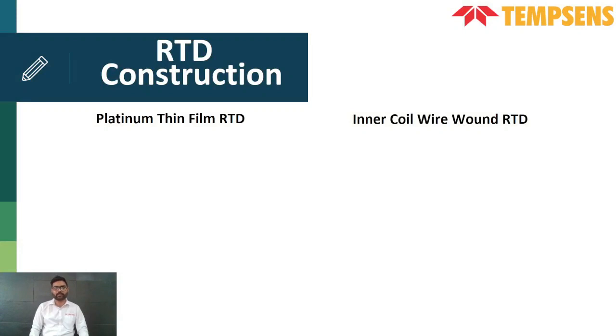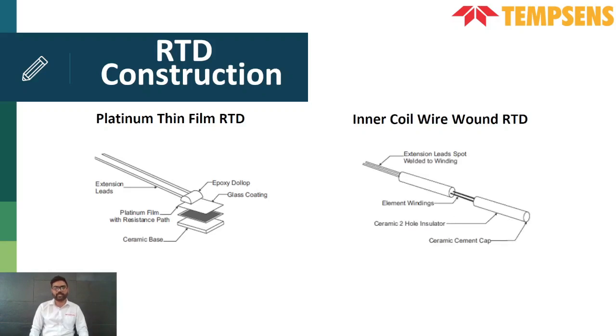RTD construction. RTD is categorized in two types based on its sensor construction. Thin film type RTD and wire wound type RTD. In thin film type, very fine layer of platinum is deposited on a ceramic plate. Then the platinum film and wire connection are sealed together with a glass layer. Wire wound type. In wire wound technology, a coil of the platinum wire is made onto a ceramic mandrel. Platinum thin film RTD are most commonly used for industrial purpose.